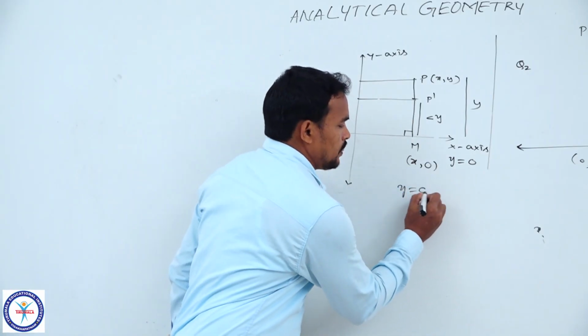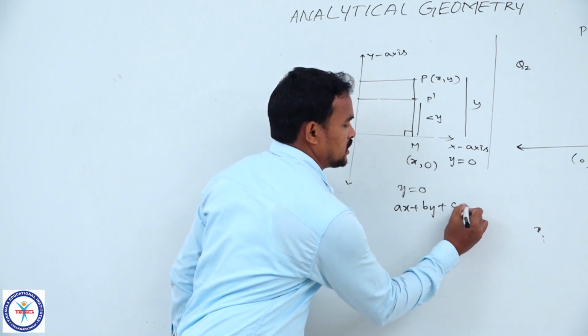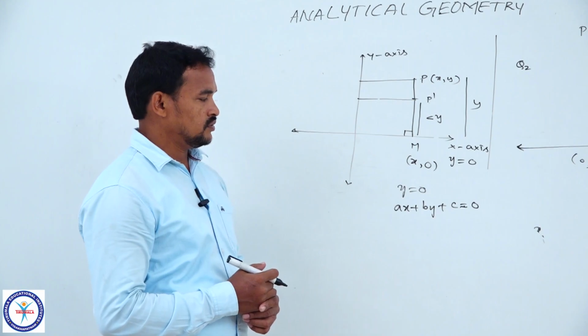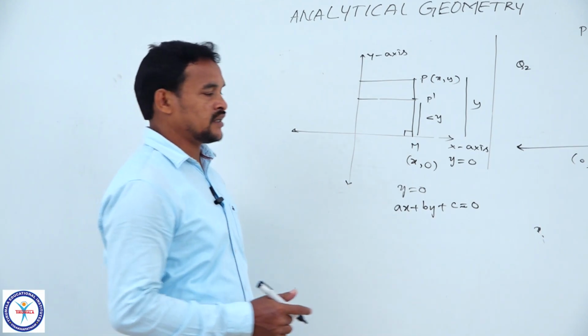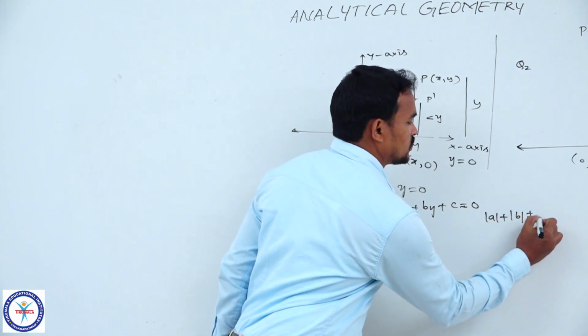Y equal to 0 is compared with ax plus by plus c equal to 0. Ax plus by plus c equal to 0 is the standard form of a straight line, where mod a plus mod b is not equal to 0.